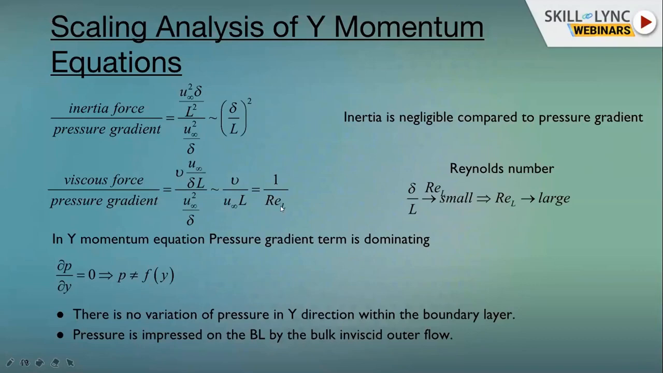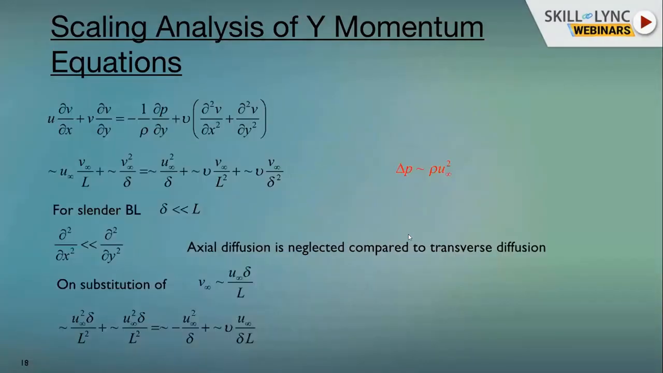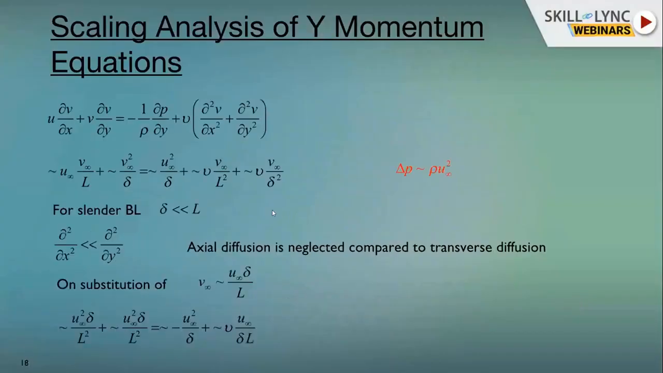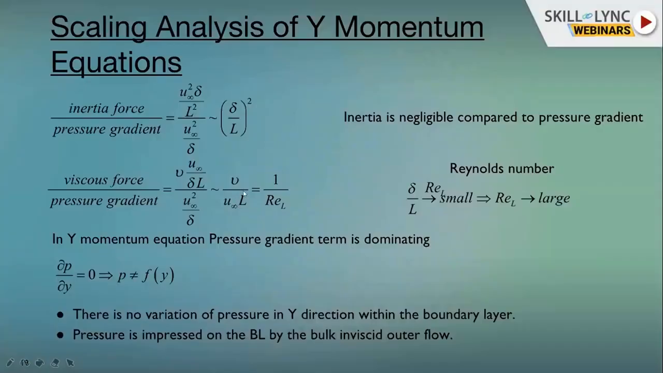Here L means the total length of the plate. I have defined the Reynolds number this way, though there are a lot of different definitions of the Reynolds number. Here my characteristic length equals the length of the plate. That's why it is Reynolds number to the power n.